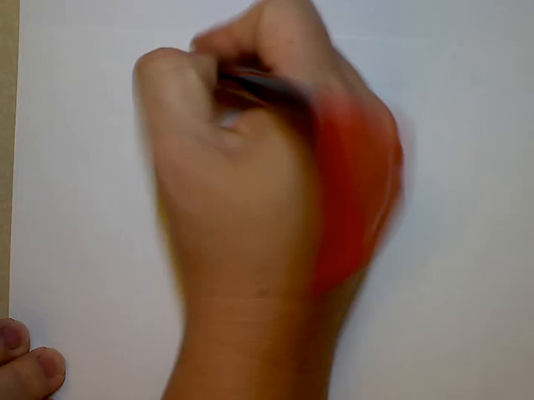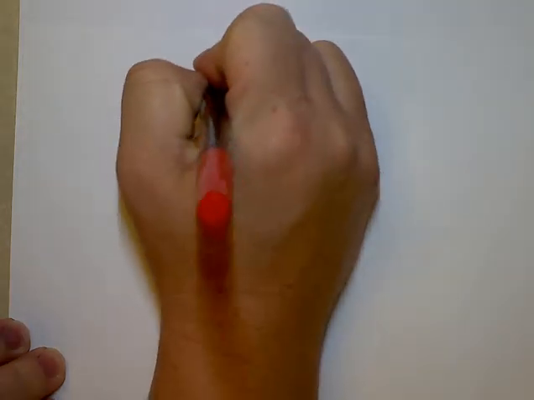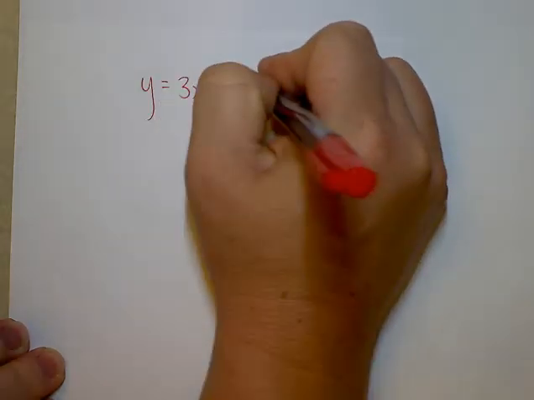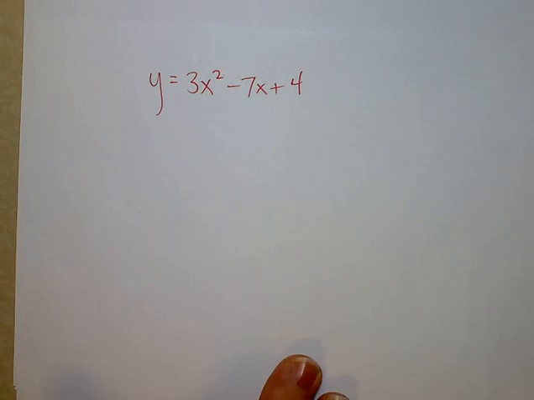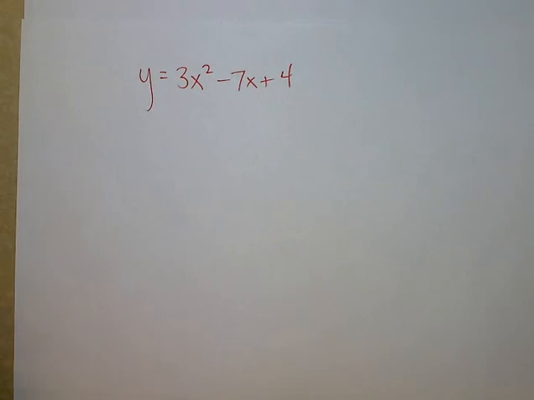Next problem. Let's go back here to standard form. Y equals 3x squared minus 7x plus 4. Okay, in standard form, you have 5 seconds to identify the domain of this function.